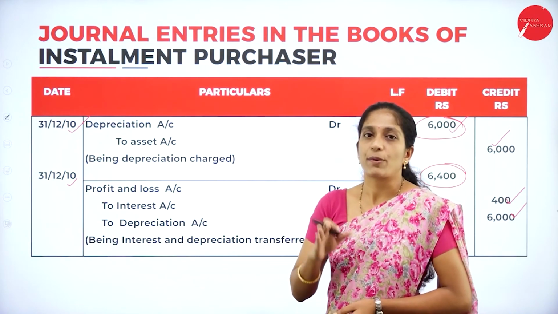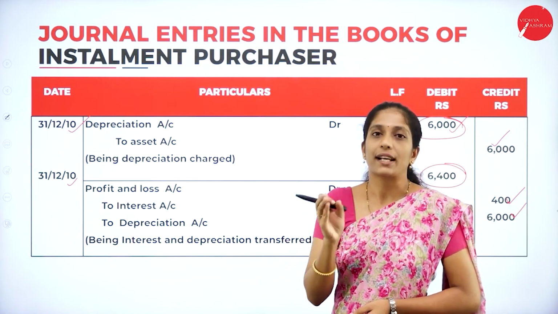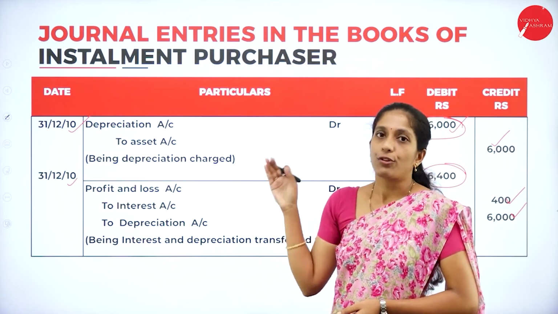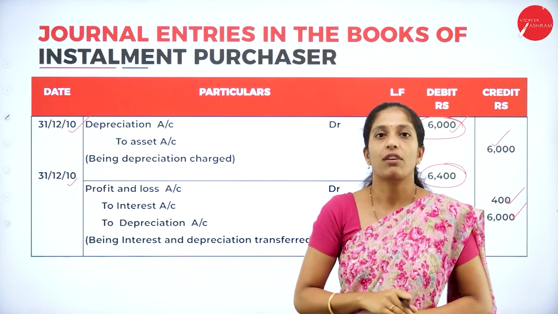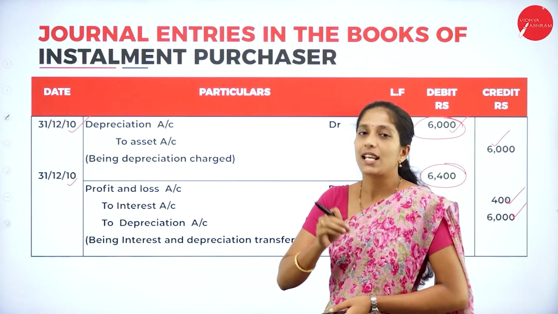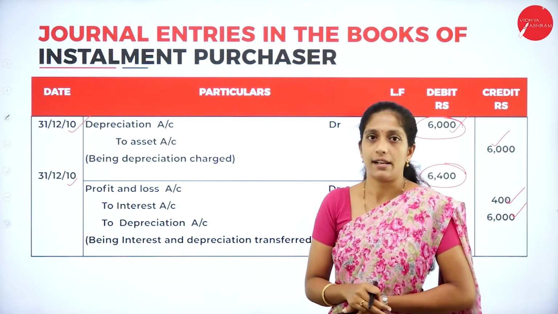So this is a simple problem. Only thing is that you have to know how to draw that table and do the calculation, and you have to know the journal entry. Once you are familiar with the calculation of that particular table, it's very easy to take the amounts and put them in your journal entries.